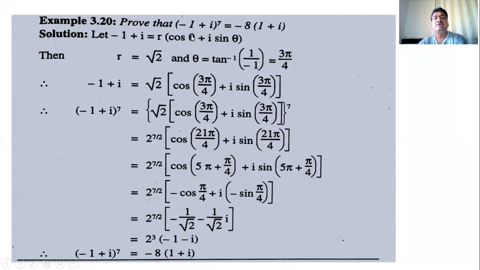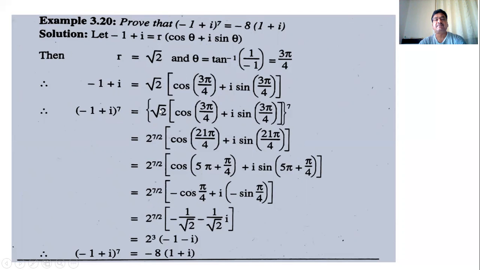Or we express this minus 1 plus i in polar form. So what is the polar form? Root 2 cos 3 pi by 4 plus i sin 3 pi by 4 is its polar form. Already, what is the polar form of minus 1 plus i, 1 plus i, 1 minus i? Already we observed this polar form. So this is the polar form.